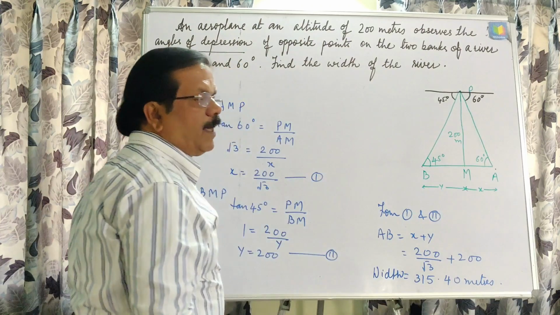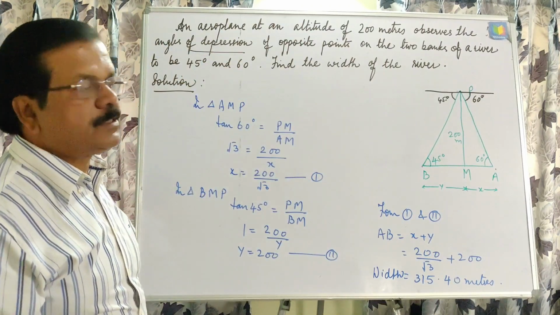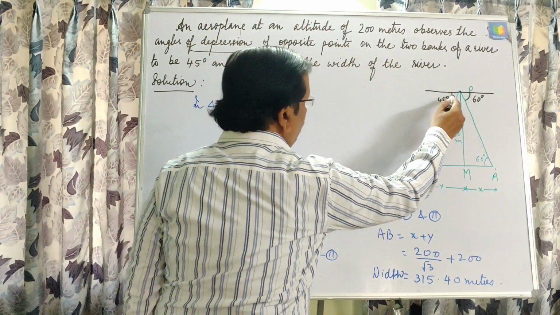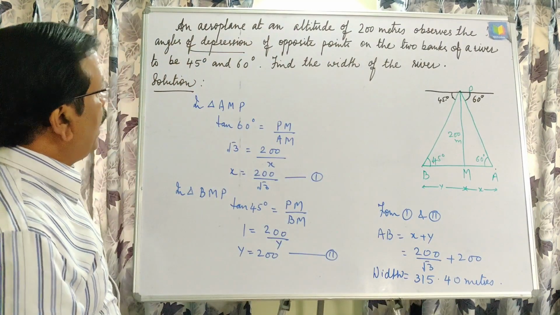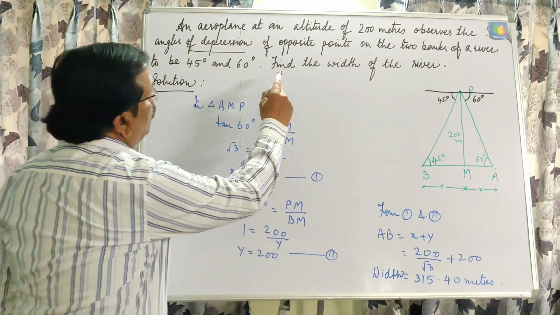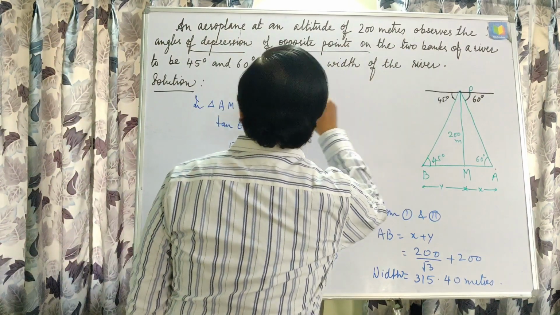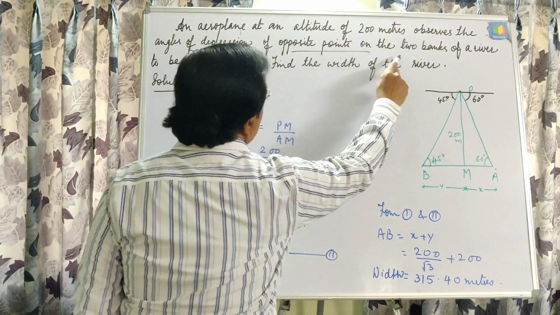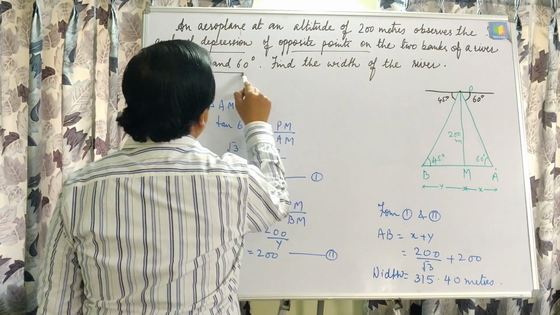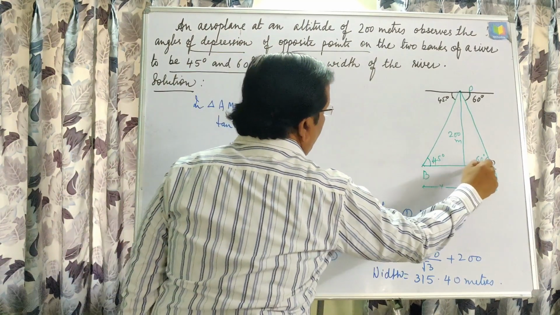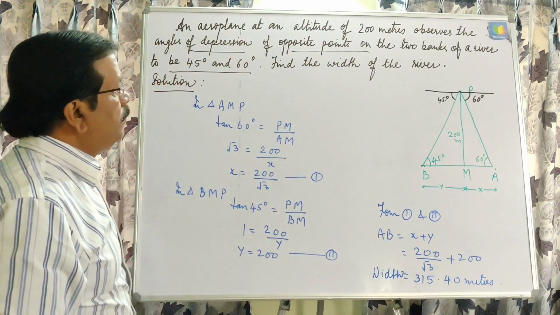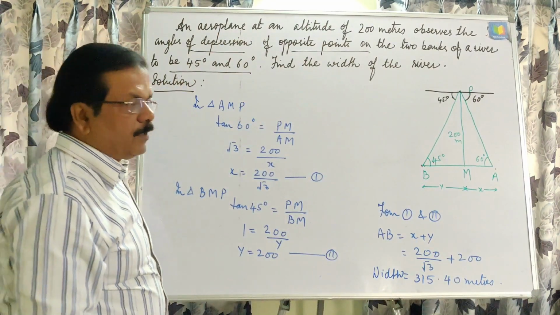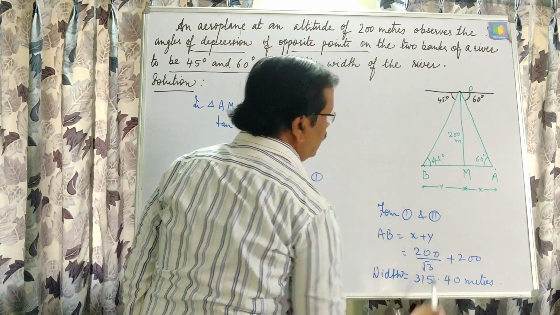Ultimately, finally the figure will be the same, because the angle of depression will be equal to the angle of elevation. And this way you can see the angles of elevation of opposite points on the two banks of a river are 45 degree and 60 degree. This is one bank and this is another bank of the river. Find the width of the river, meaning we have to find this length AB.